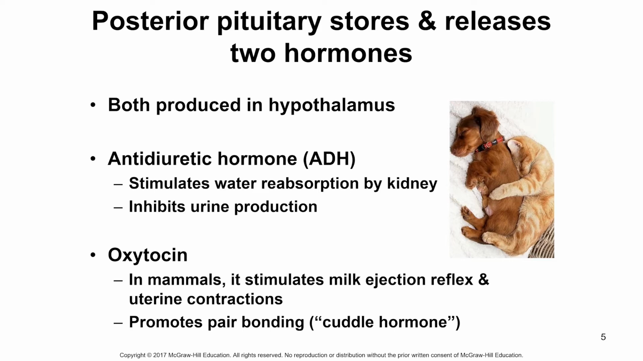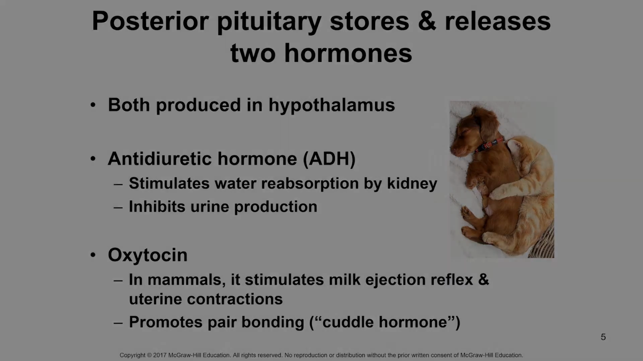It's thought to be involved in promoting pair bonding, which is where it's earned the name the cuddle hormone, as well as sexual responses, arousal, orgasm. And it's thought that for these effects, it's actually operating as a paracrine signaling chemical inside the central nervous system, acting more as a neurotransmitter than a hormone.